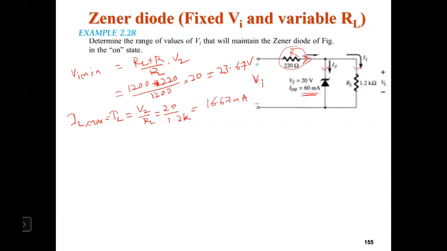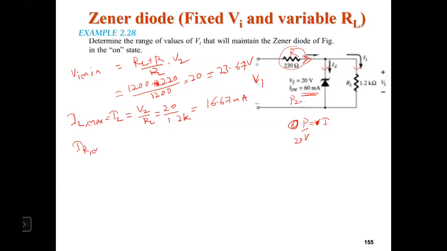IZ max is given as 60 milliampere, or sometimes it may be given in terms of power. PZ max will be given. So if PZ max is given, you can divide and find your IZ max, because P equals VI. If PZ max for this diode is given and you want to find IZ max, that will be equal to P by V, with VZ as 20, putting in the given PZ value, and your IZ max will be calculated. Okay, here IZ max is directly given, no problem. So that I will use.